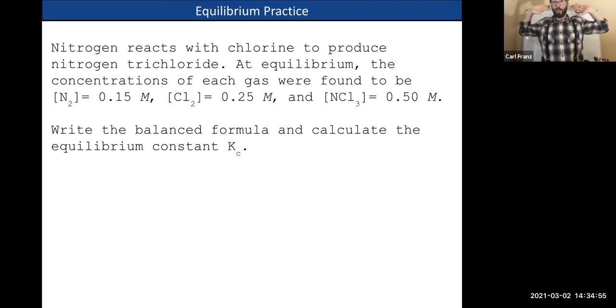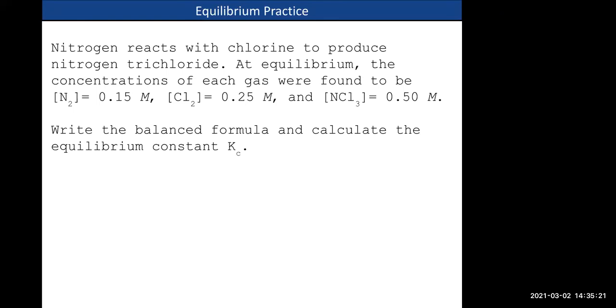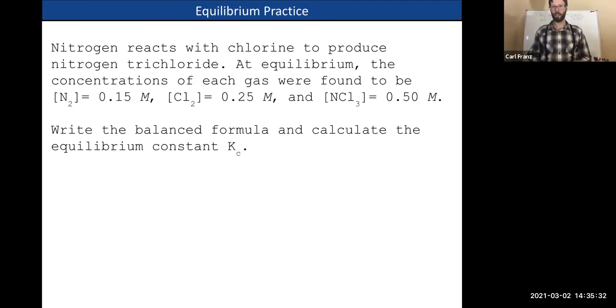I'm blocking it. I wrote it up there. Did anybody get the balanced equation so far? Yes. Okay. What'd you get? N2 plus 3Cl2 yields 2 NCl3. Perfect. That's what I got too.